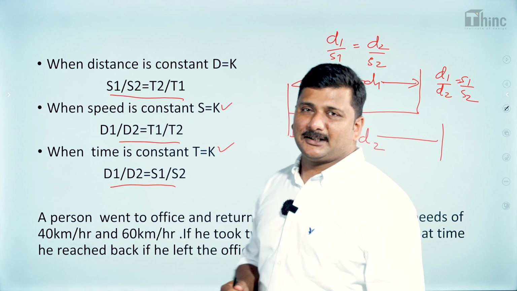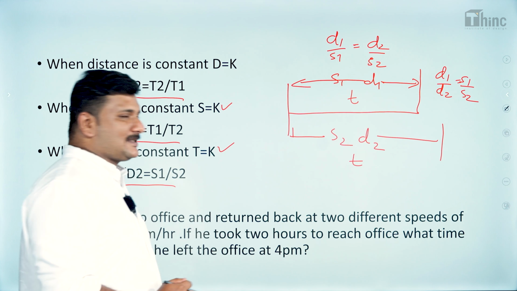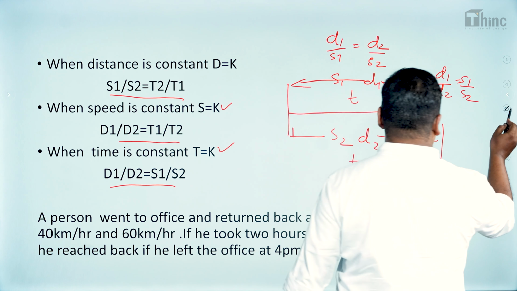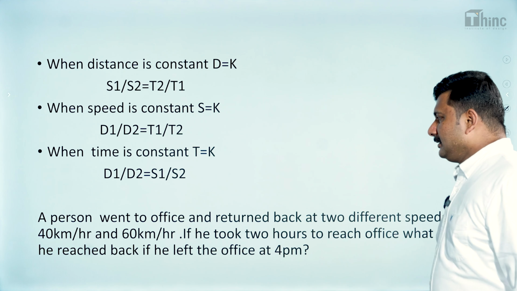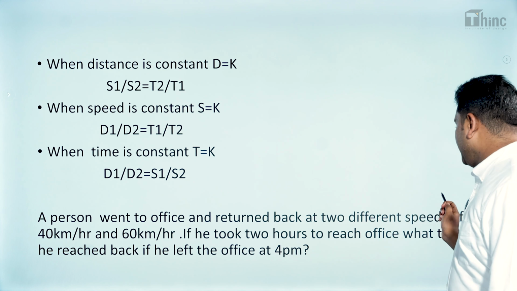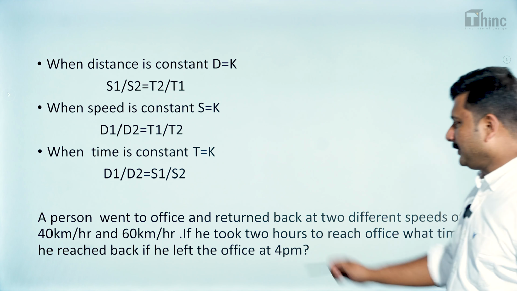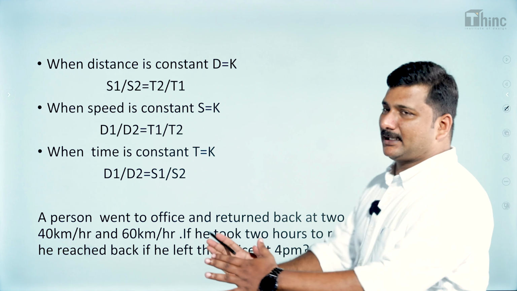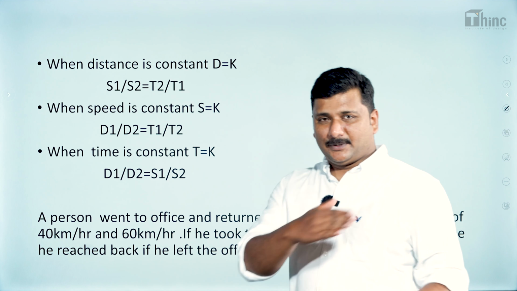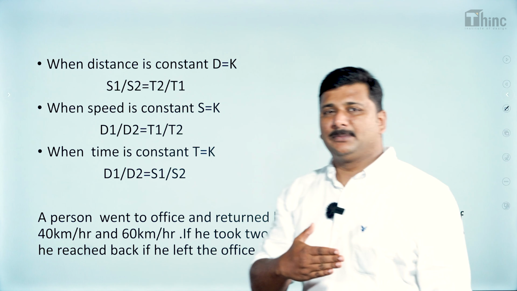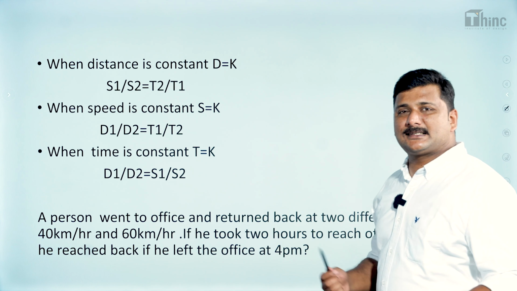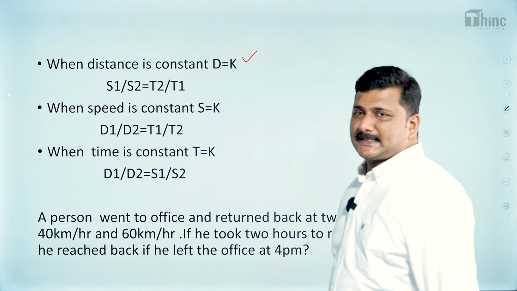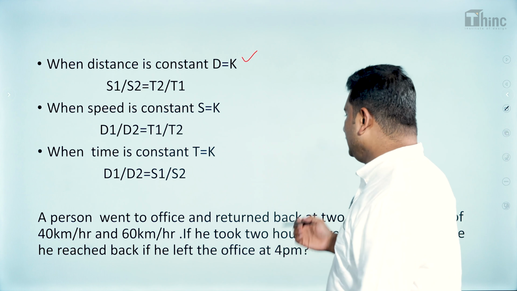So we have a question connected to the same. Let's identify what is constant in this and let's do the question. All of you read the question very carefully. What is the question all about? A person went to office and returned back at two different speeds of 40 kilometers per hour and 60 kilometers per hour. A person went to office and then he returned back. So what is constant in this case? Distance is constant, right? So what happens when distance is constant? s1 by s2 equals t2 by t1. Okay, let's see what happens.